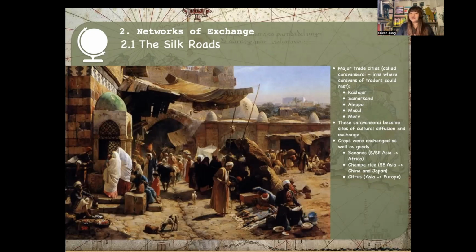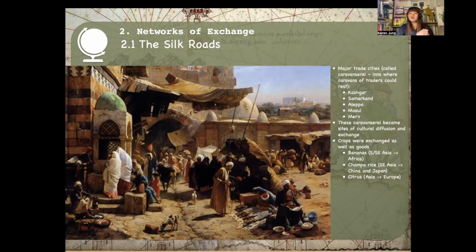These major trade cities were called caravanserai. They were inns where caravans of traders could rest, and you had places like Kashgar, Samarkand, Aleppo, Mosul, and Merv. A lot of these cities are now under siege or, unfortunately, embroiled in civil wars. But these caravanserai became sites of cultural diffusion and exchange. These ancient cities. Crops were exchanged and goods were exchanged as well.